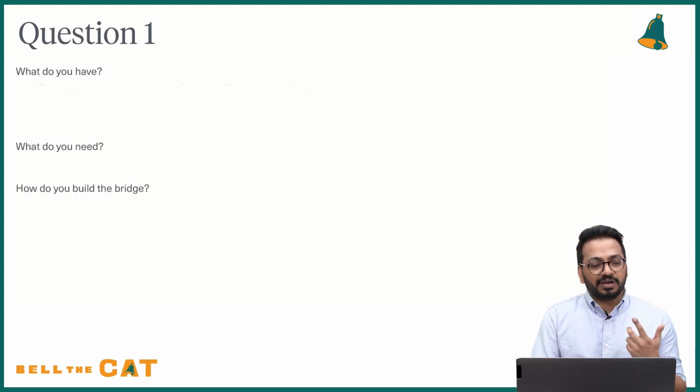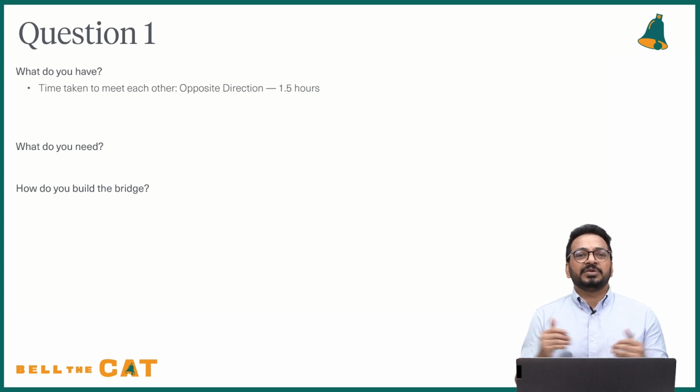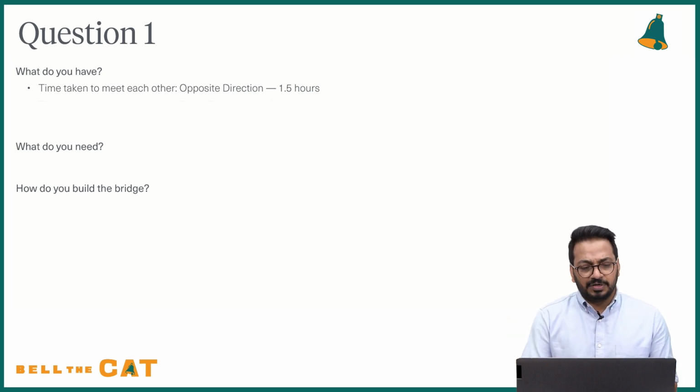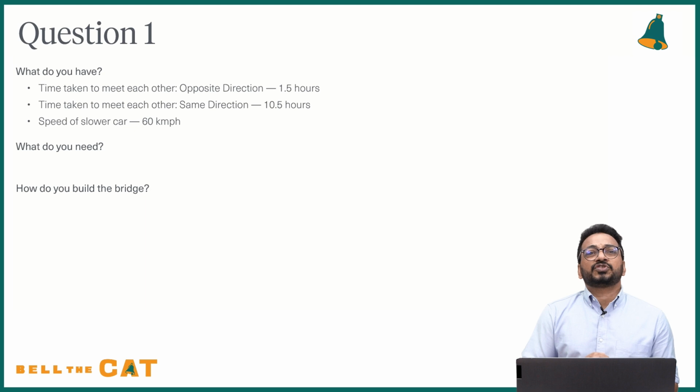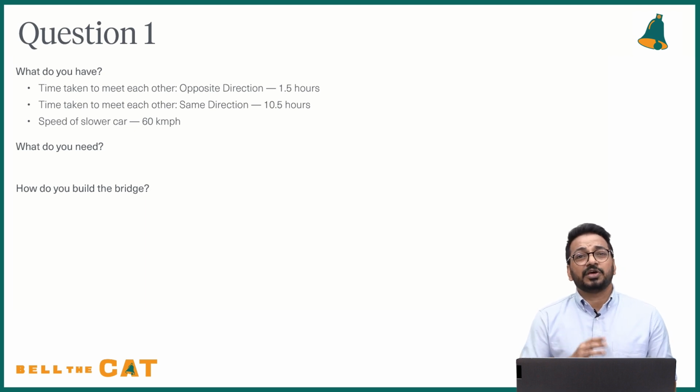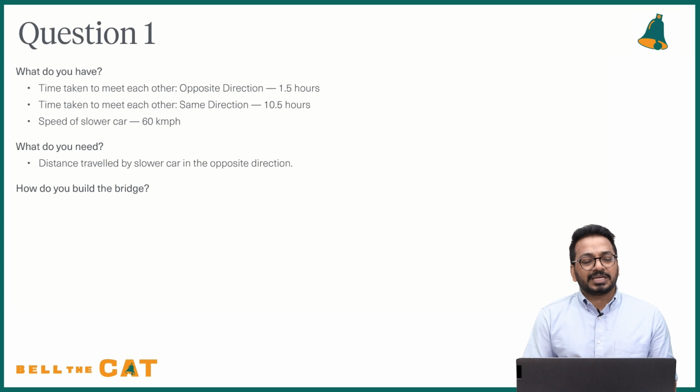Now you look at what you have. First one, time taken to meet each other in the opposite direction. How much is that? 1.5 hours. Time taken to meet each other in the same direction. How much is that? 10.5 hours. Speed of the slower car is how much? 60 kilometers per hour. You have that. What do you need? Distance traveled by the slower car in the opposite direction.